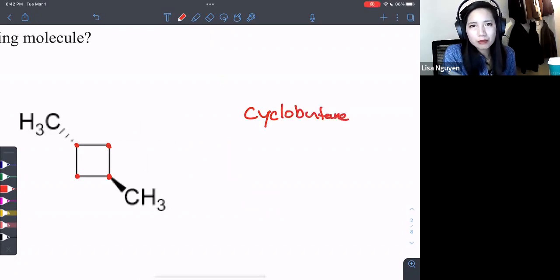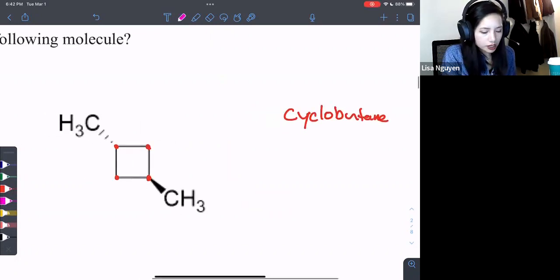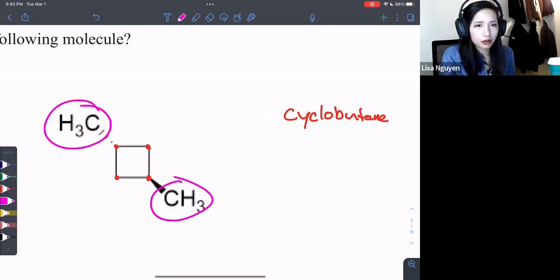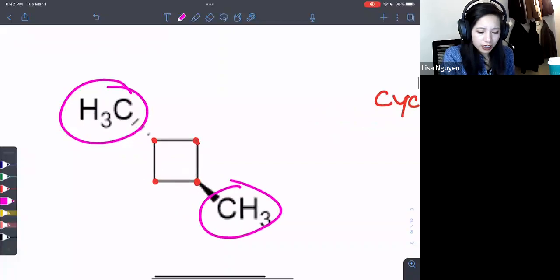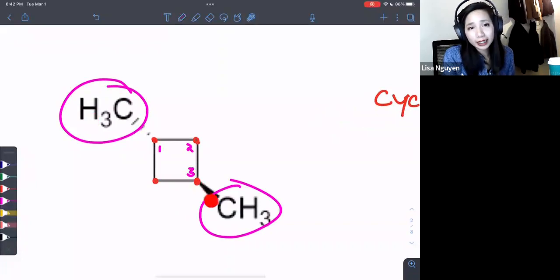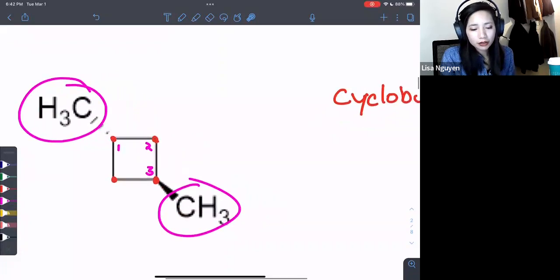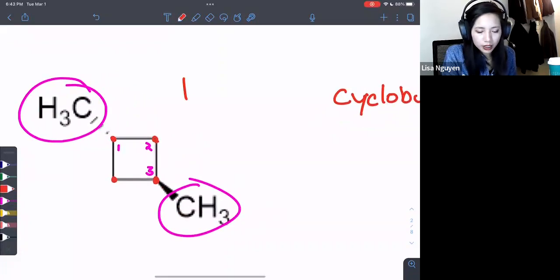But now we need to name the stuff that's around it. So the stuff that's around it, we have 2 methyl groups around it. All right. So I can just number it 1, 2, 3, whichever way. So I see that the methyl groups are on carbons 1 and 3. So I can call this 1,3 dimethyl cyclobutane.